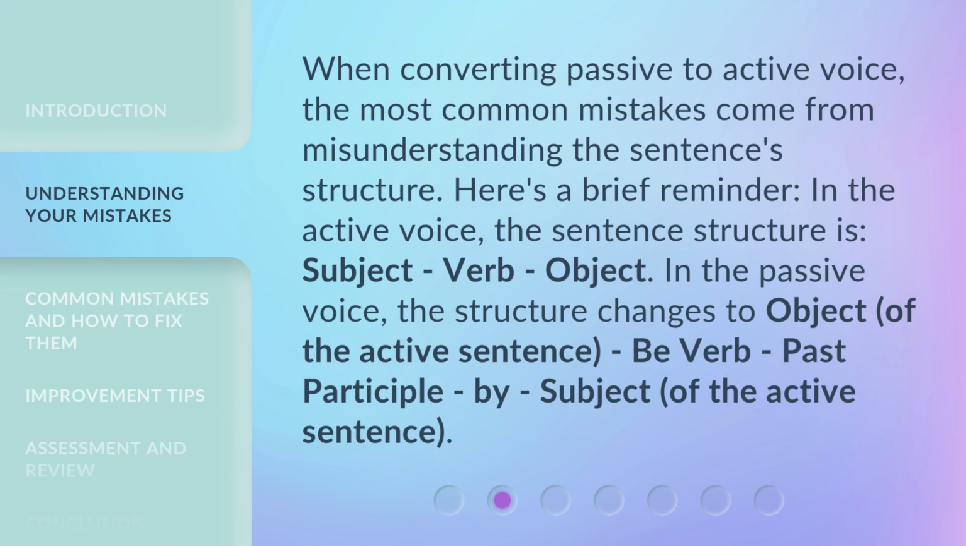When converting passive to active voice, the most common mistakes come from misunderstanding the sentence's structure. Here's a brief reminder. In the active voice, the sentence structure is subject, verb, object. In the passive voice, the structure changes to object of the active sentence, be verb, past participle, by subject of the active sentence.